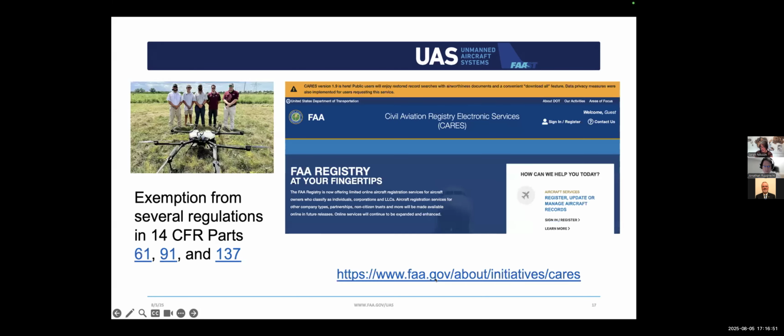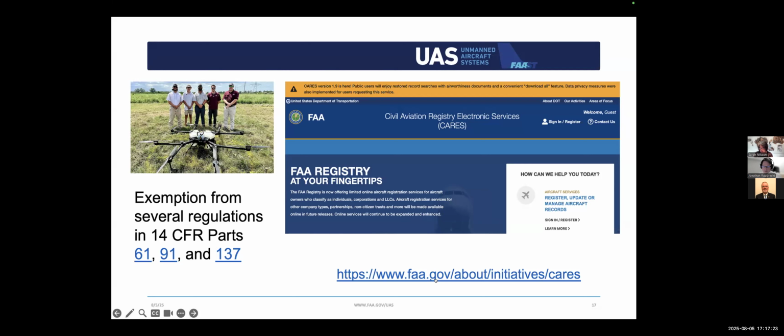Okay, so now drones weighing 55 pounds or more. Let's talk about them. They're operated under Part 91 and Part 137 and require exemption from several regulations in 14 CFR Parts 61, 91, and 137. Petitioners must apply for their N number through the Civil Aviation Registry Electronic Services, we call CARES, or by mail. For more information, you're going to see that link.